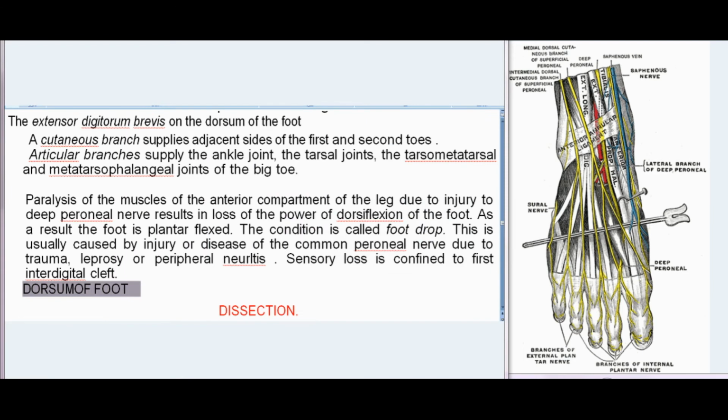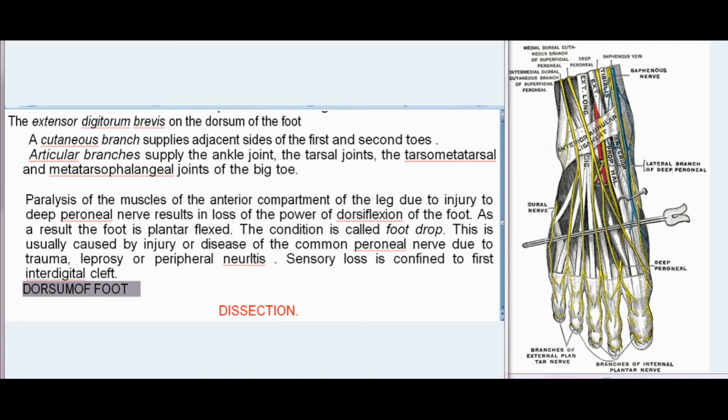The extensor digitorum brevis on the dorsum of the foot. A cutaneous branch supplies adjacent sides of the first and second toes. Articular branches supply the ankle joint, the tarsal joints, the tarsometatarsal and metatarsophalangeal joints of the big toe.